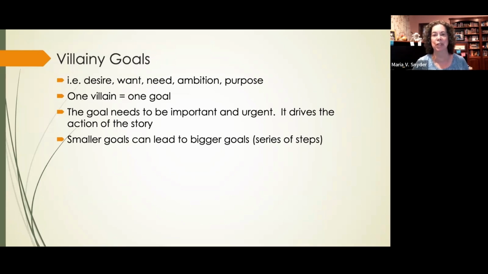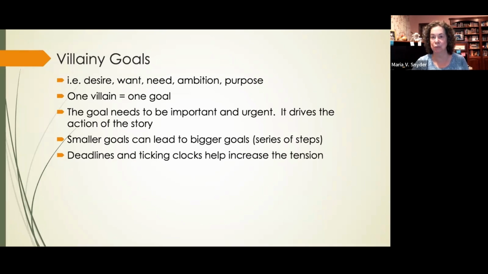So your villain doesn't just have this one big thing. Think of somebody who's trying to set off a bomb in a public place. Well, they have to have access to all the bomb making materials, and they have to get access to the place to set it up. There's a lot of different little steps that they have to do in order to achieve their goal.